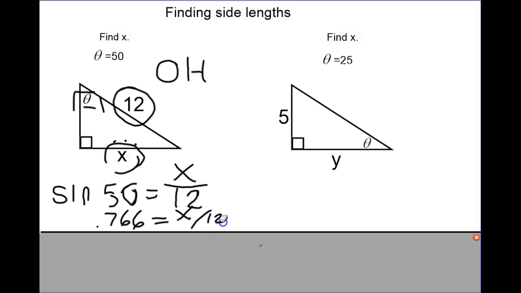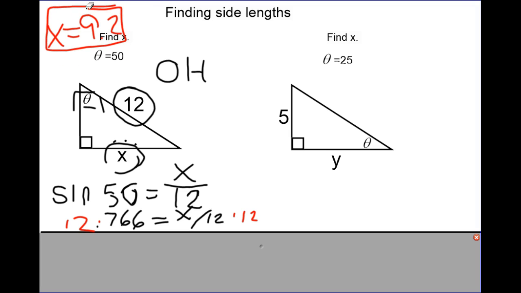So to finish solving this problem, what I'm going to do is write in 0.766 for sine, set it equal to x over 12, and then to solve for x, all we have to do is multiply both sides by 12. And so when I do that, all I have to do is take 0.766 and multiply it by 12, and my value of x is going to be 9.192. And so I'll write that down up top here, x equals 9, and we'll just round it to the nearest tenth, so we'll call it 9.2.